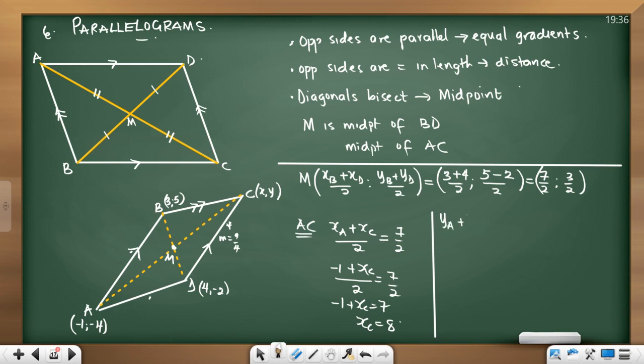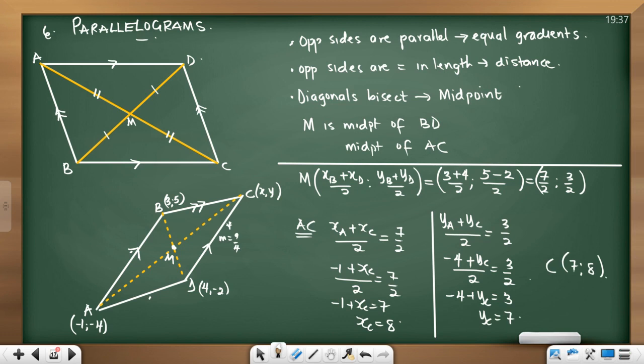Ya plus yc over 2. What's that? 3 over 2. What is the y value of A? Negative 4. What is the y value of C? We don't know. Over 2. Because the denominators are the same, I can work with the numerator. Otherwise, I would have crossed multiply. Check: yc equals 7. Coordinate of C: 7 and 8.